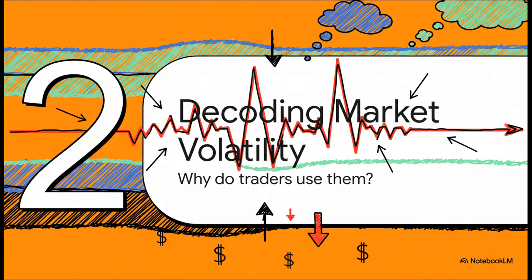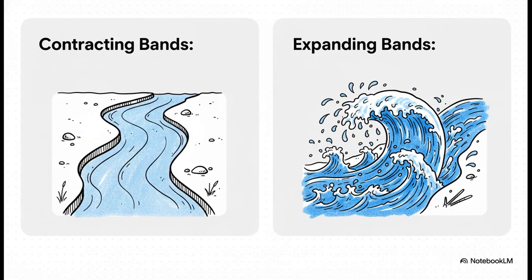Okay, so we've got the components down, but why do traders even use them? What's the main goal here? Well, it's all about one thing: decoding market volatility. It's about taking this invisible force and making it totally visible right there on your chart. And this slide just illustrates the concept perfectly. When the bands get narrow and squeezed together, it means volatility is super low. You can picture it like a calm, slow-moving river. But then, when they start to widen and spread apart, that's when volatility is high. That calm river is now a raging torrent. The bands literally expand and contract right along with the market's energy.